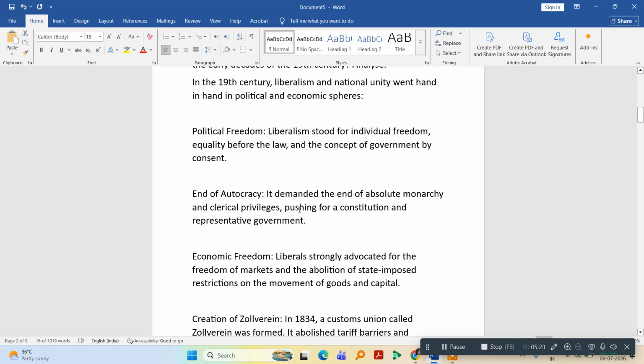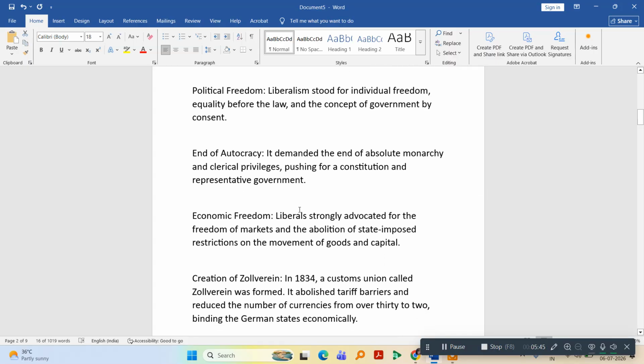End of autocracy. It demanded that there should be a termination of monarchy. Monarchy means when the king or the queen rules. There should not be any monarchy or clerical privileges. There should be a constitution and a representative government. The government should be formed by the citizens.